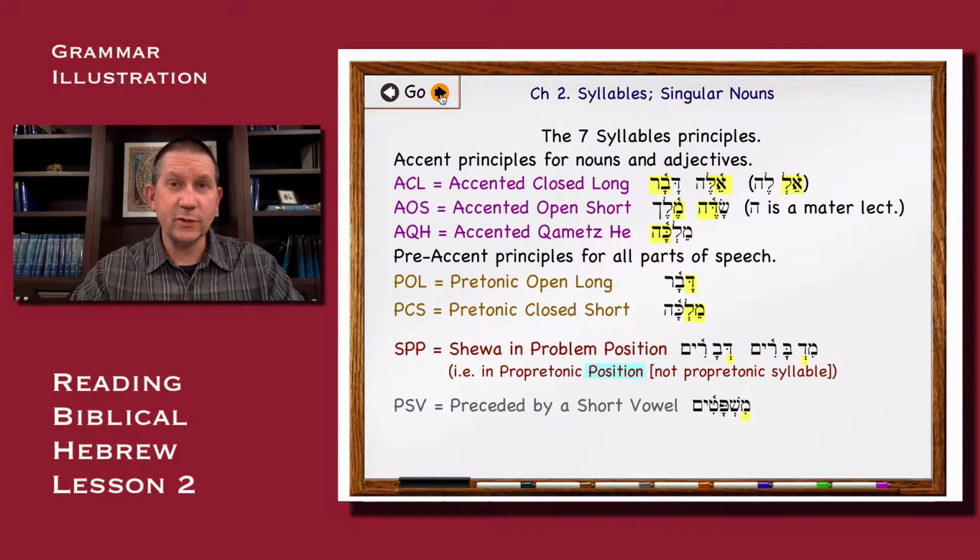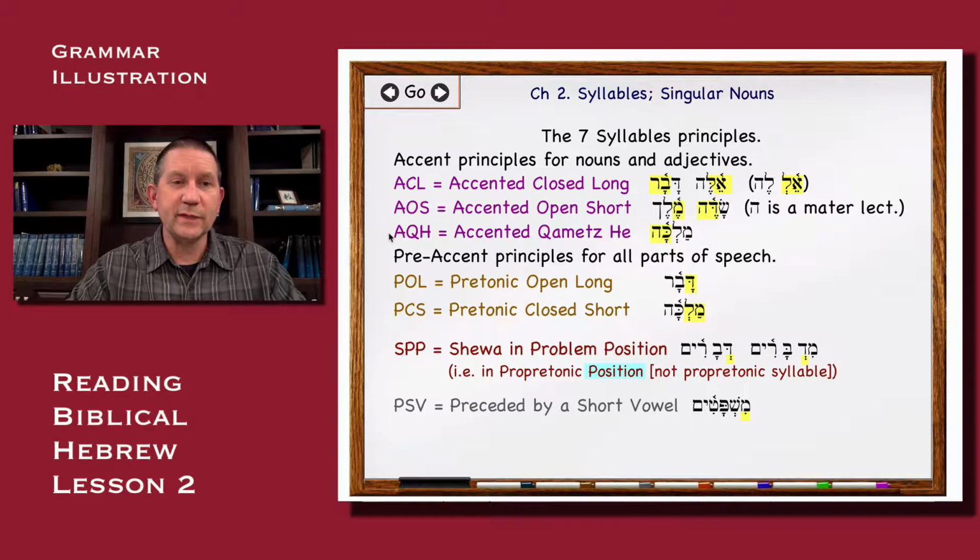Now that we know the categories for the 3 characteristics used to describe Hebrew syllables, we can talk about the 7 syllable principles themselves. Now, our takeaway at the end is we want to know these abbreviations and what they stand for, and we want to be able to rattle them off and know what they mean really well. These simply describe the way that the speaking community talked.